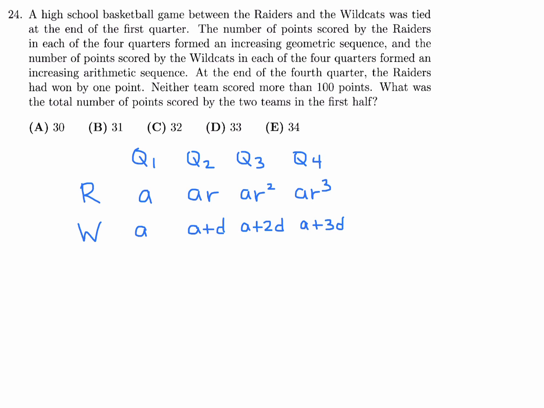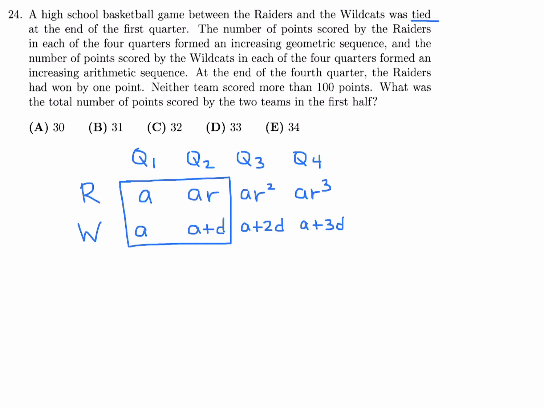At the high school basketball game between the Raiders and the Wildcats, they were tied at the end of the first quarter. So at the end of the first quarter, they have the same scores. That's why I know both of them are A. They want me to find the total number of points scored by the 2 teams in the first half. So adding up these guys, that is what I have to find. All right? So that's the setup of this question.